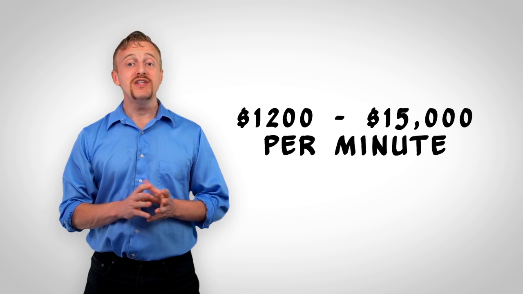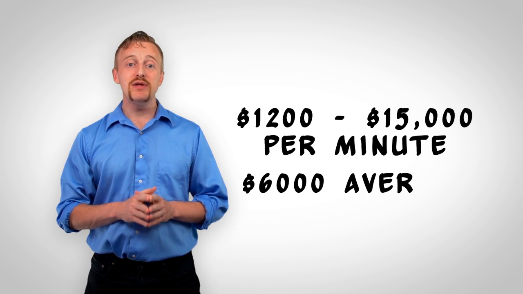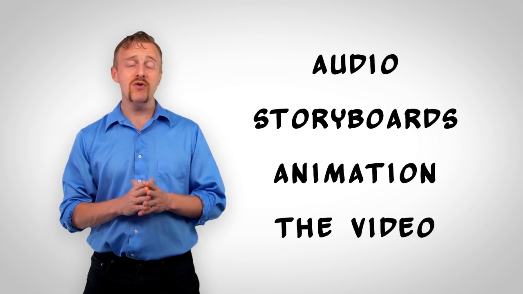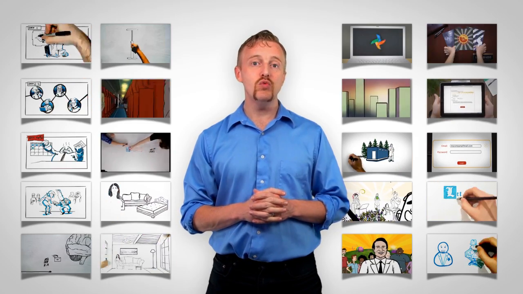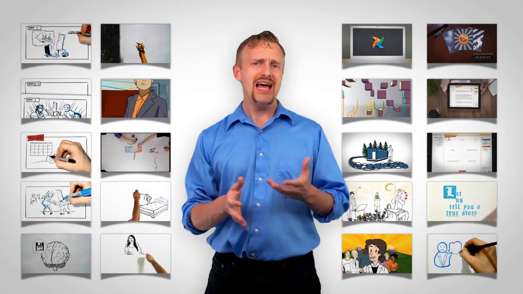Our studio's animations range from $1,200 a minute to $15,000 a minute, with the average being $6,000. That includes audio, storyboards, animation, and the video from A to Z. What's in the cost? It's all artist hours. How much time and how many artists do you want working on your project? How much thought? Contrary to popular opinion, it takes time to think.